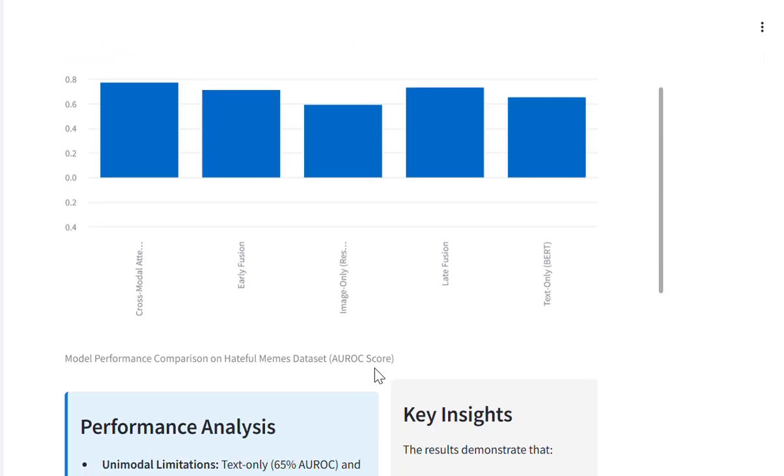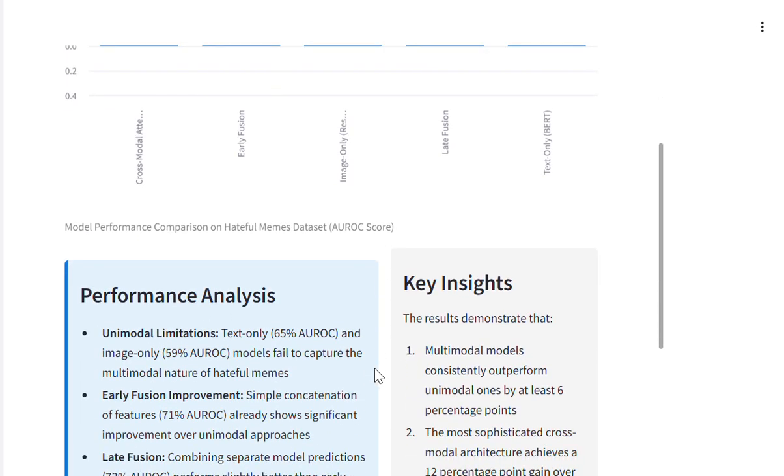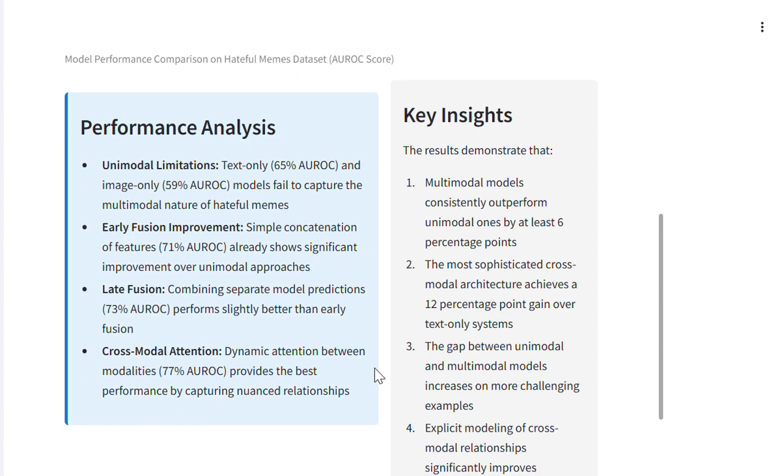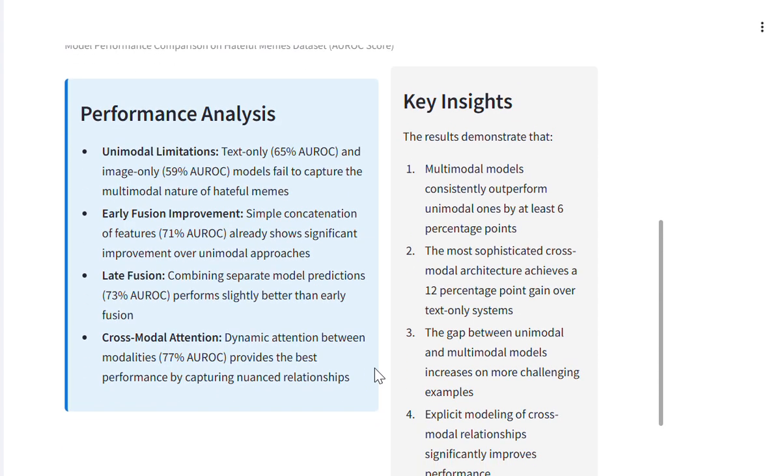These results clearly demonstrate three key insights. Multimodal models consistently outperform unimodal ones by at least 6 percentage points. The most sophisticated cross-modal architecture achieves a 12 percentage point gain over text-only systems. The gap between unimodal and multimodal increases on more challenging examples.